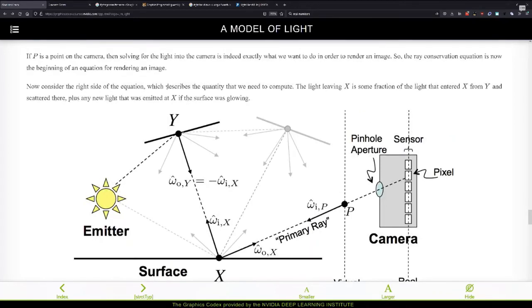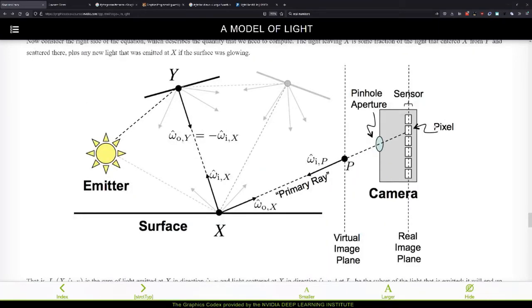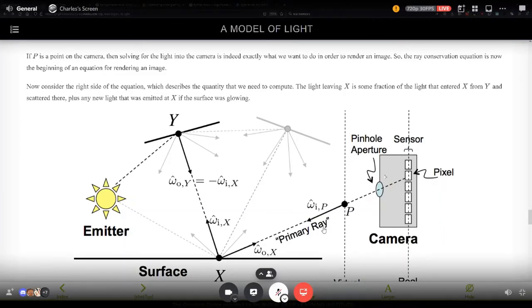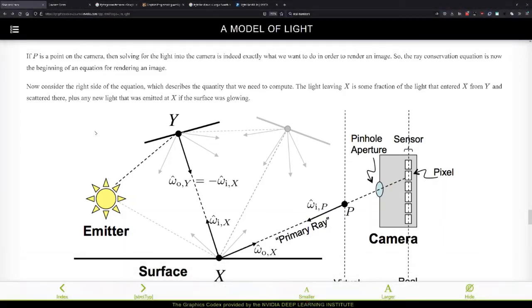Because of optics. The light leaving X is some fraction of the light that entered X from Y and scattered here, plus any new light emitted at X if the surface was glowing. So there's a whole bunch of paths, and the paths that make it to the pixel on the sensor are what we're considering and want to compute. Because the ray is invertible, we can go from emitter to Y to X to the camera, and we can also go from the camera to X to Y to the emitter. It's the same ray, just traveled in a different direction.